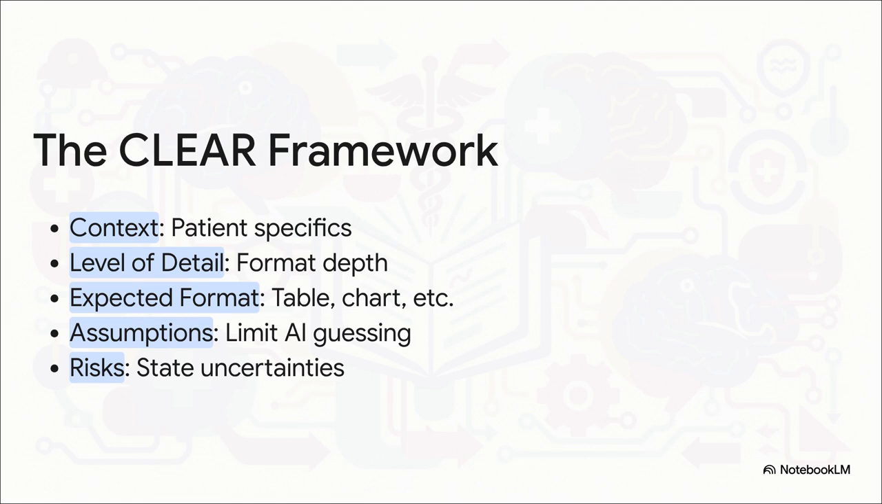First, context. Who is the patient? Second, level of detail. Do you just need a quick bullet summary for a busy ward round, or are you looking for a deep, evidence-based explanation for teaching? Third, expected format. Tell the AI exactly what you want. A table, a chart, a one-page PDF? Fourth, assumptions. This is where you explicitly box the AI in so it can't invent things. And finally, risks. Proactively stating uncertainties and setting up guardrails.